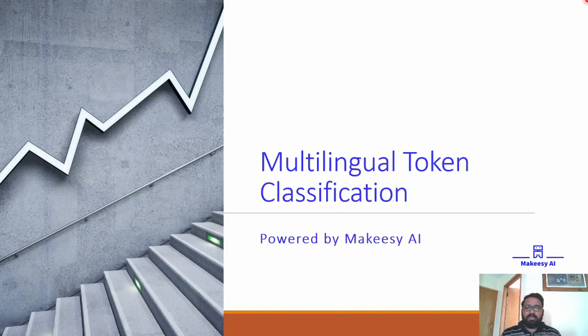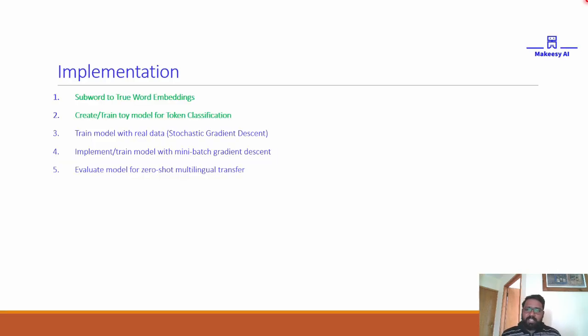So in the last video we learned how we can convert token embeddings to true word embeddings. If you haven't seen it, check that out because that is the main important concept for token classification using pre-trained language models. And in this video we will create a toy model for token classification, but before that, let us try to explore what are the possible approaches that are there in literature.